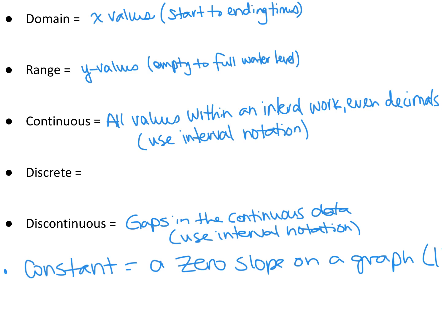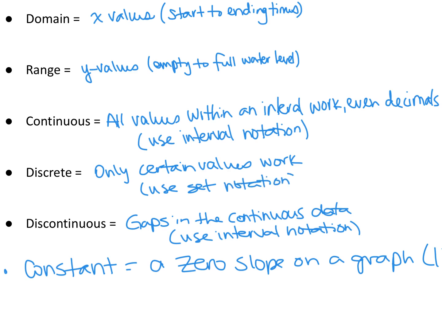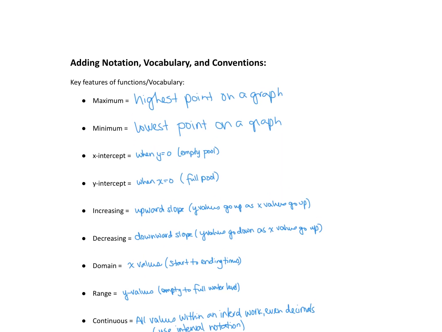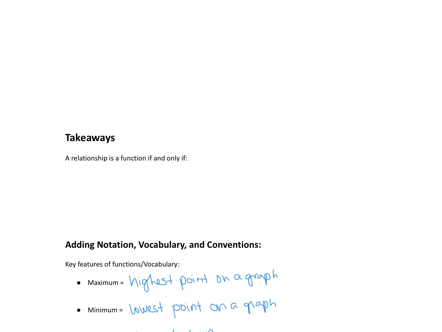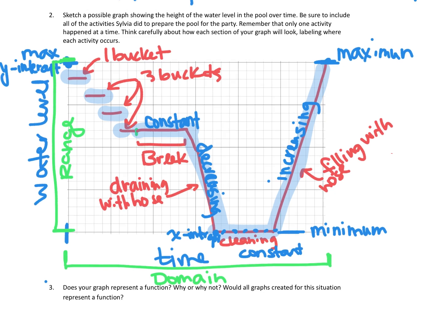Okay, and then our last one was discrete. We know for discrete, only certain values work, like only whole numbers or natural numbers or integers, something like that. Values work. And we would use set notation for that situation, which is not going on here. Okay. All right. There are two more things that I need to talk about. So let's look back at our graph. Our key features vocabulary is looking awesome, so almost filled in there.